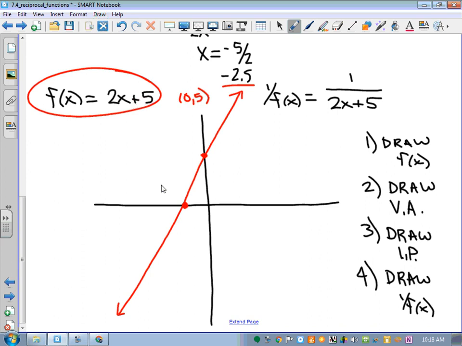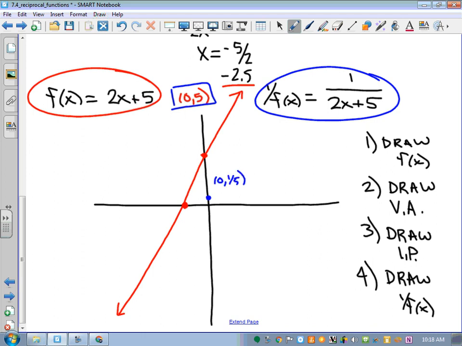And I do want to emphasize that in a pinch, you can pick 10 or 15 or 20, if you want to go overboard, points on f of x, and then just transfer them to 1 over f of x. And that is a really, really big benefit, that nothing more crazy is happening than, as a quick example, if 0, 5 is on f of x, then 0, 1/5 is on 1 over f of x. And all I did there was I took the y value and put it under 1. That's it.